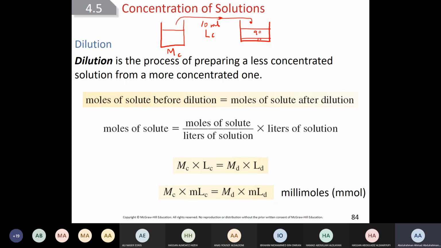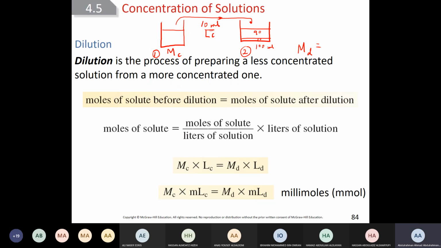What will be the volume of the new solution? 100. I took 10 milliliters of solution 1, whose concentration was MC, put it here and added 90 milliliters of water. The total becomes 100 milliliters. What is the molarity of solution 2, which I'll call MD? What is it equal to in this case?